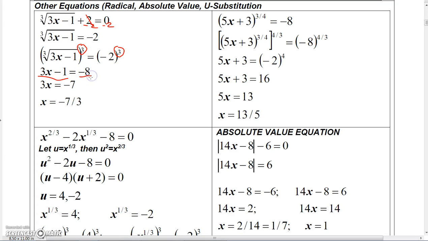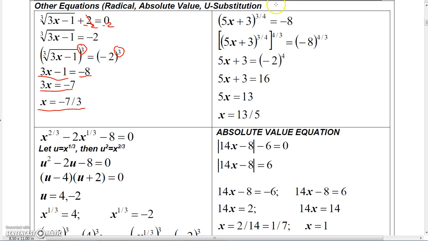But now we have a simple linear equation we can solve, and I think you know how to do this. Add 1 to both sides, and you get 3x equals negative 7, and then divide both sides by 3, and you get negative 7/3. Now, your radical equation might be written as a rational exponent.